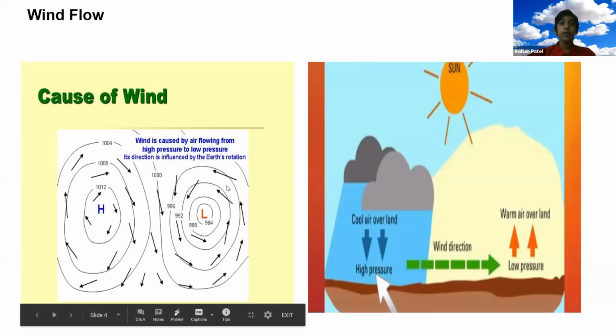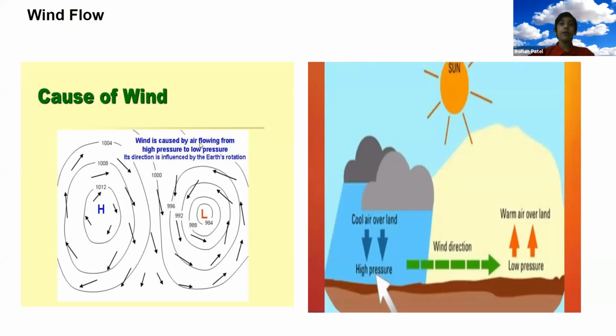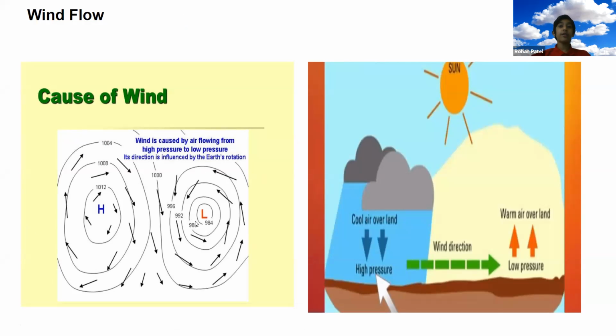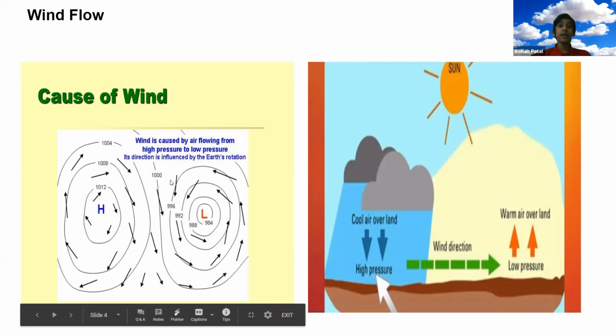The wind flow. So we can see that wind is caused by air flowing from high pressure to low pressure, and this is influenced by Earth's rotation. We can think of this like a tornado, but this is like a spiral that goes clockwise, and this is also like a spiral, but it goes anti-clockwise. But eventually it does meet in the middle. So it does change in the middle, as we can see right over here where this middle arrow is and the 1000.